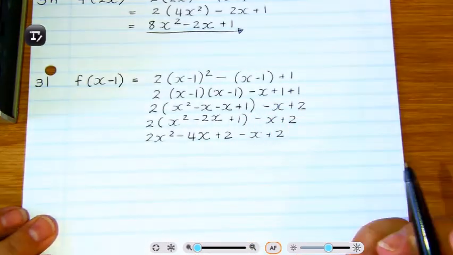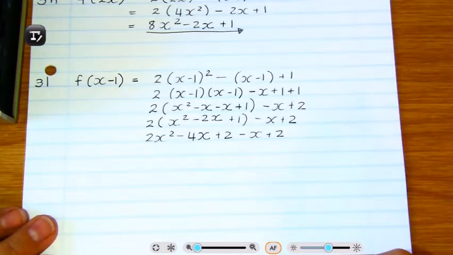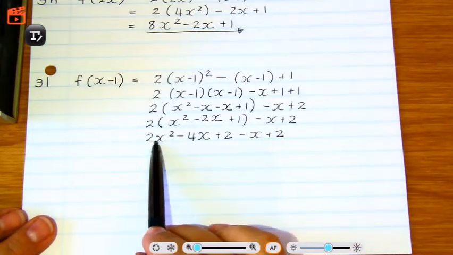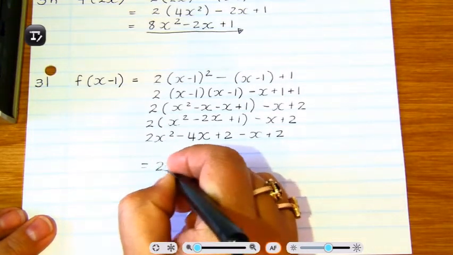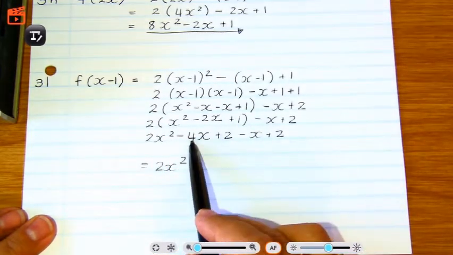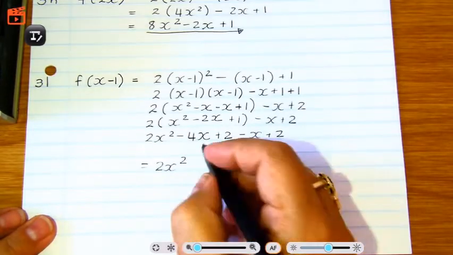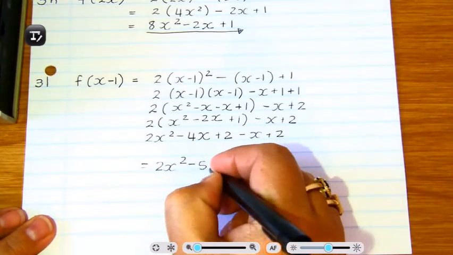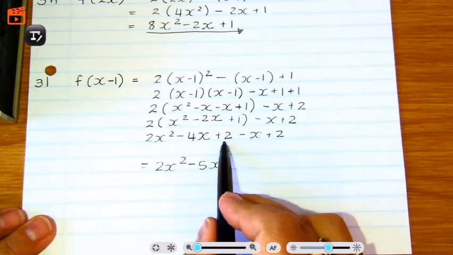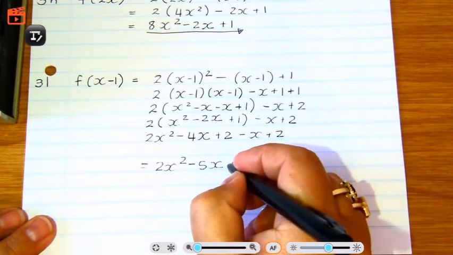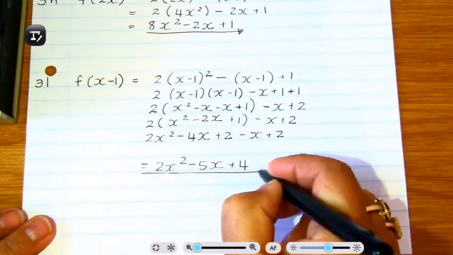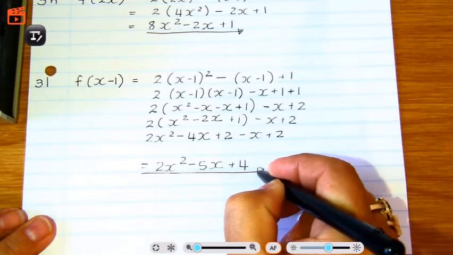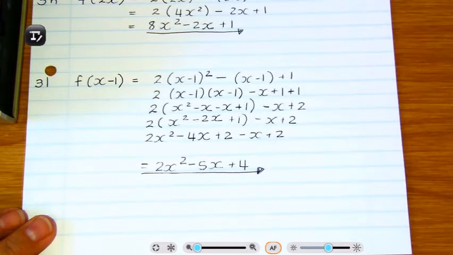And now I'm just going to simplify my like terms. So there's no other x squared, so it would stay 2x squared. I've got negative 4x minus x gives me negative 5x. And I've got 2 plus 2 gives me 4. So therefore, the f of x minus 1 would be equal to 2x squared minus 5x plus 4.